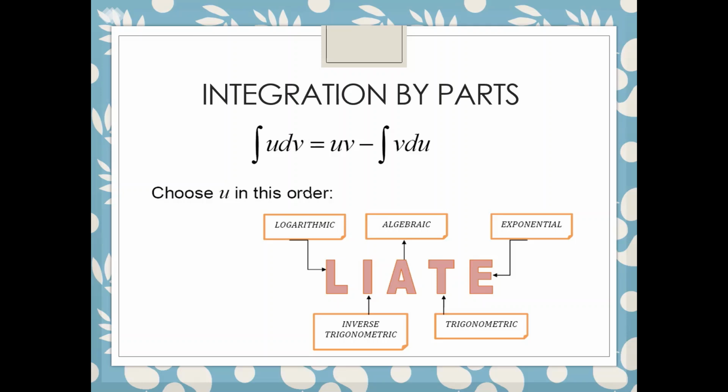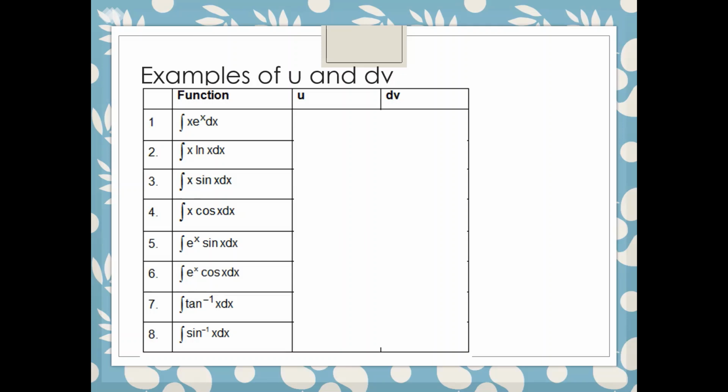When choosing u and dv, we can use a method called LIATE. LIATE here stands for logarithmic, inverse trigonometric, algebraic, trigonometric, and exponential functions. u is chosen based on which of these functions comes first. Let's see how it works by finding u and dv for the following integrals.